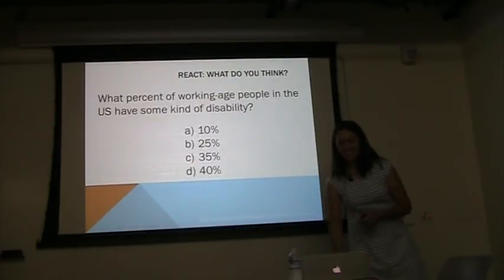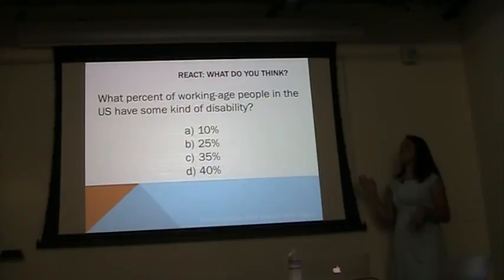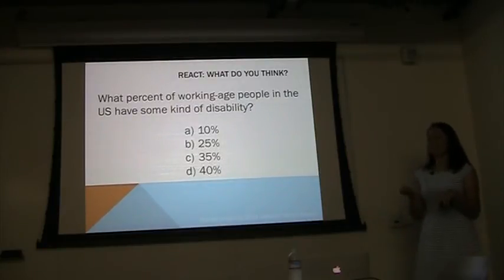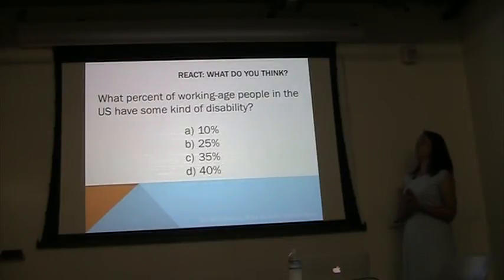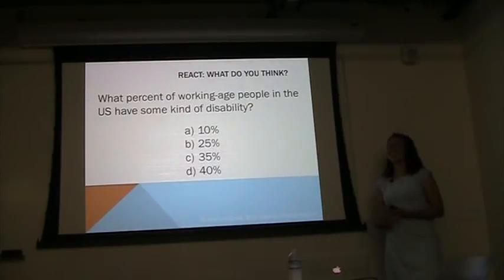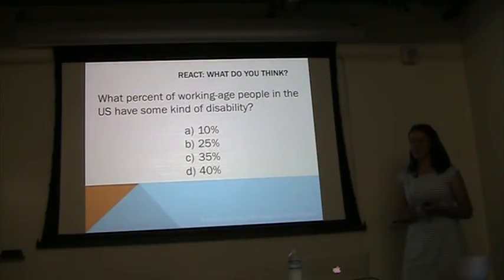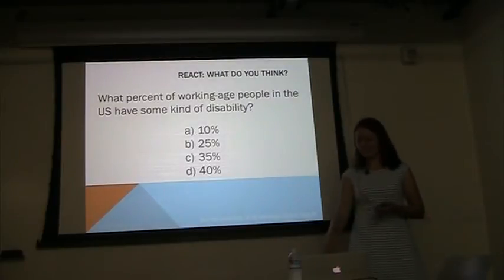Okay. So this is also a chance to poll the students. The idea behind things like facts is that you can tell students facts or you can have them guess about the facts, and that's a chance for them to interact a little bit more. So what percentage of working age people in the US have some kind of disability? Working age being like 21 to 65. What do you guys think? How many percent? I'll take a guess at 40%. 40%? The answer is 35%, which was higher than I expected it to be.